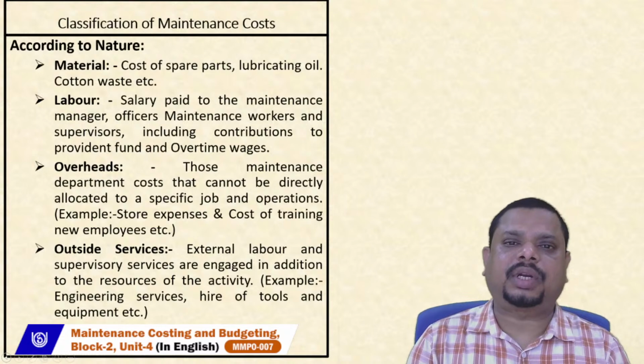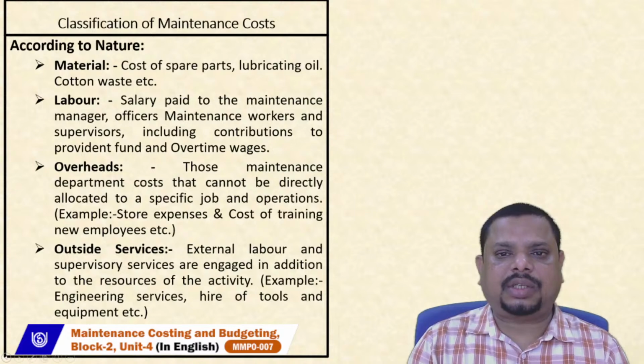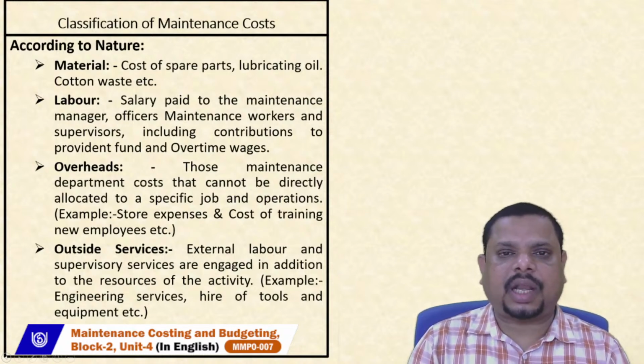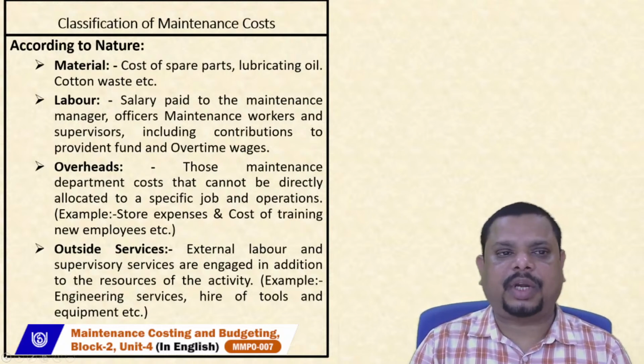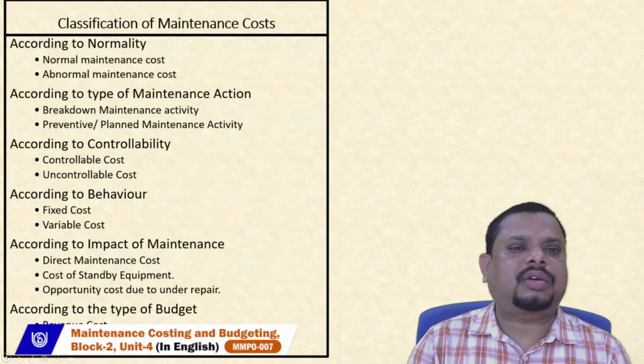The next one we have is known as outside services. In case of outside services, an outside company basically supplies laborers and supervisors, and they provide the service, basically engaged in addition to the source of the activities. For example, engineering service or engineer consultant, and hire of tools and equipment are examples of outside services. So these are the classification according to nature. I repeat, under nature we have materials, labor, overhead expenses, and the last one is outside services.